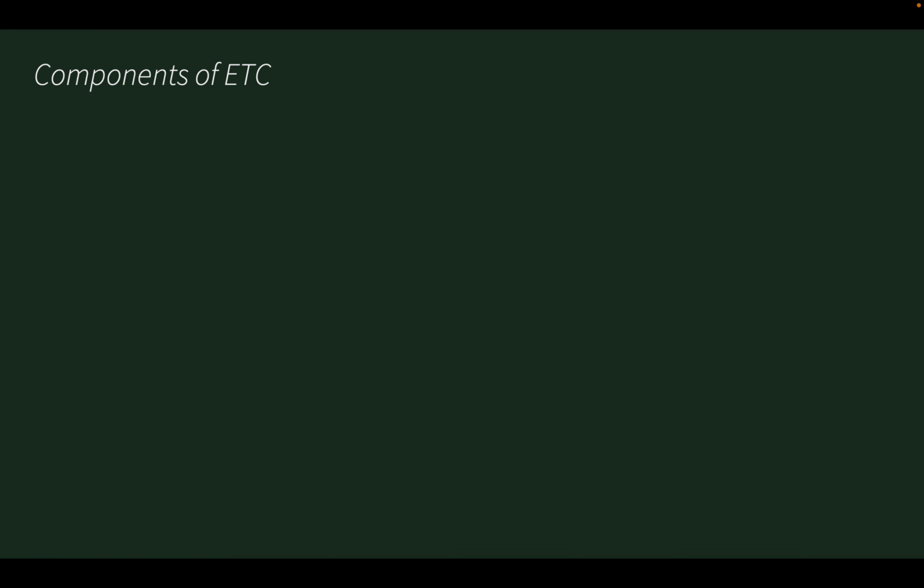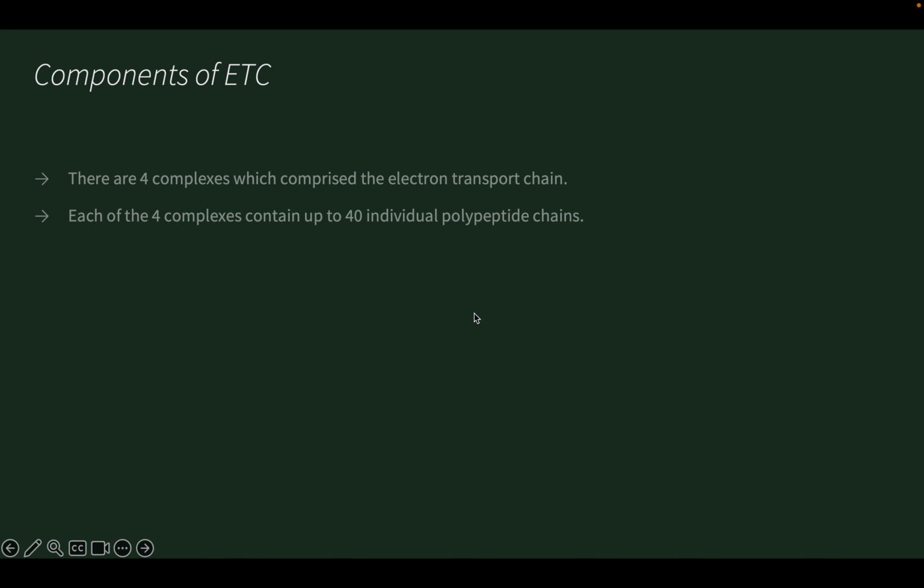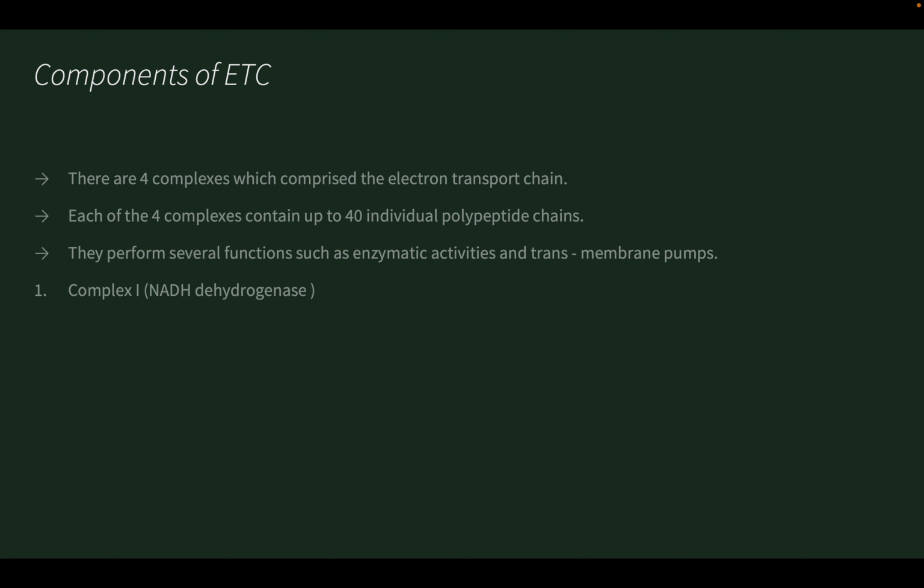So there are different components of the electron transport chain, or you can say different complexes, which are involved. There are in total 4 complexes which comprise the electron transport chain, and each complex is composed of multiple polypeptide chains, up to 40, and they perform several functions such as enzymatic activities and transmembrane pumps as well.